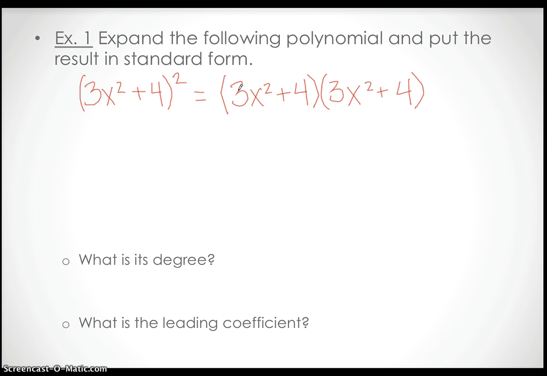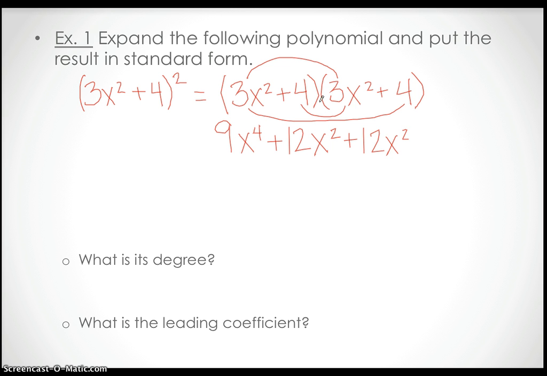Because we have a binomial times a binomial, we have to FOIL, which means to do the firsts times each other. So 3 times 3 is 9. X squared times x squared is x to the 4th power. We need our outers, so 3x squared times a positive 4 is a positive 12x squared. Positive 4 times 3x squared is another positive 12x squared. So first, outers, inners, and finally last, so positive 4 times positive 4 is a positive 16. And since these two terms are both x squared, we can actually add them together.